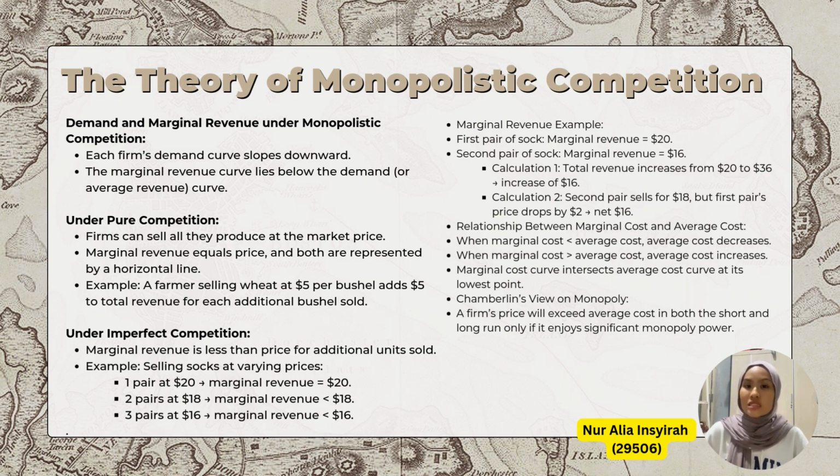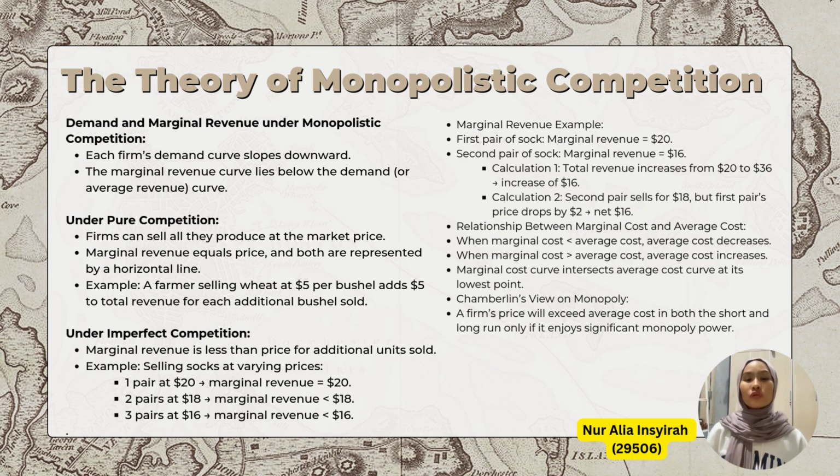For example, selling salt at varying prices. One pair at 20, which is marginal revenue equal to 20. Two pairs at 18, which is marginal revenue less than 18, and 3 pairs at 16, which is marginal revenue also less than 16. Marginal revenue example: the first pair of salt has marginal revenue equal to 20, and the second pair of salt has marginal revenue equal to 16. For the calculation, total revenue increases from 20 to 36, which is an increase of 16.